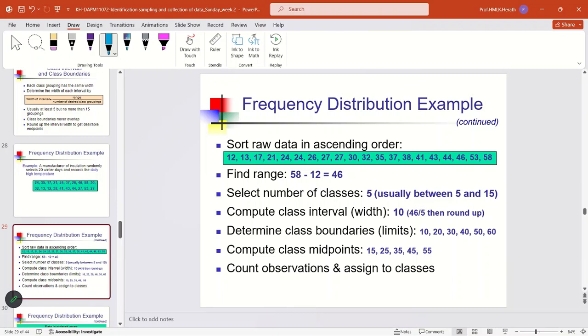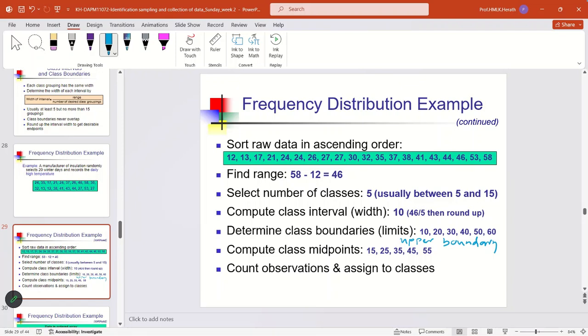So we are rounding it up to the upper number. So now it is 10. So now our class boundaries are 10, 20. This is the upper boundary. So the boundaries are 10, 20, 30, 40, 50, and 60.